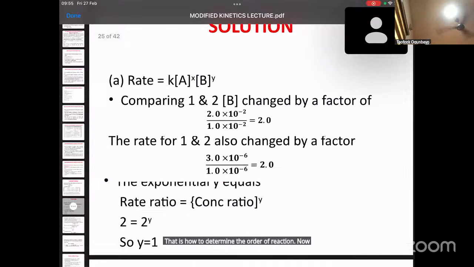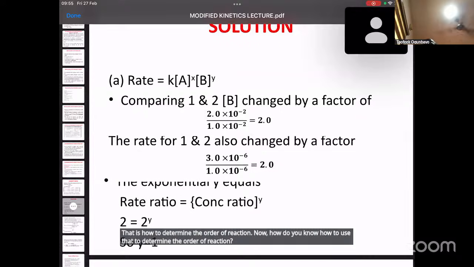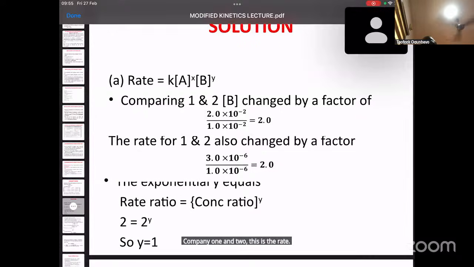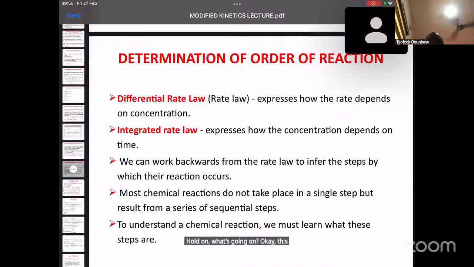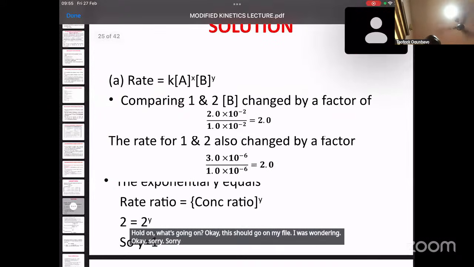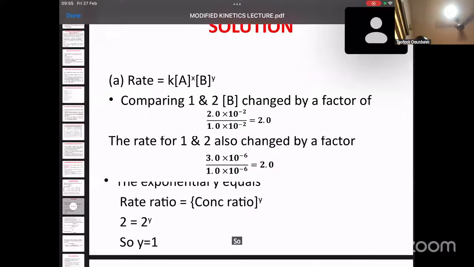Now, how do you use that to determine the order of reaction? Comparing 1 and 2, this is the rate for 1 and 2. We're talking about B now, so the second concentration divided by the first concentration. Okay, this should be 1.5. Sorry, this 1.0 times 10 to the power minus is 1.5, not 1.0, please. So for the rate for 1 and 2, you divide also those one by 2. You now realize that both of them double. That is what is important. Concentration doubled, rate also doubled in response.